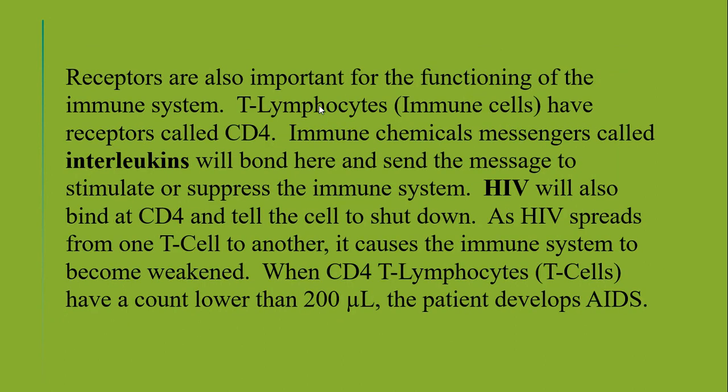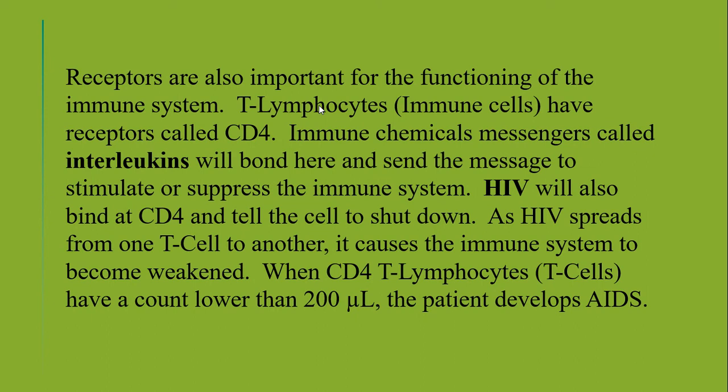Receptors are also important for the functioning of the immune system. So you have your T cells, T lymphocytes, or the immune cells. They have a receptor called the CD4, which we talked about when we read the article, What Can My Receptors Do For Me? And the immune chemical messages called interleukins bind here and send a message to either stimulate or suppress the immune system. Unfortunately, HIV can also bind at this receptor site and tell the cell to shut down.